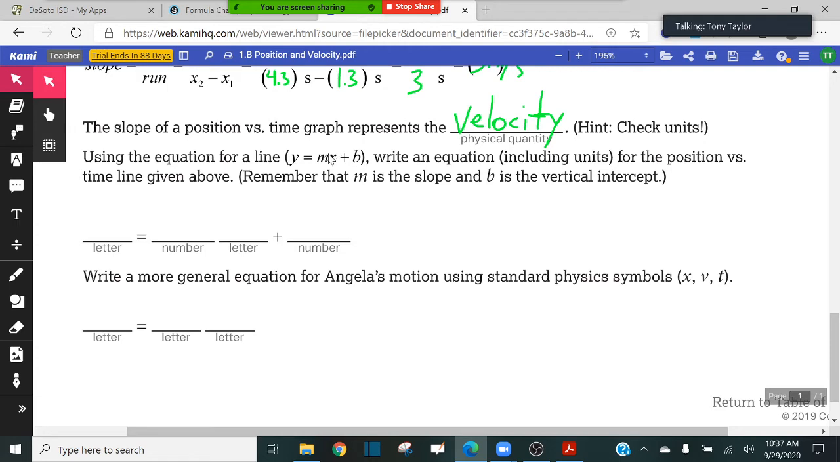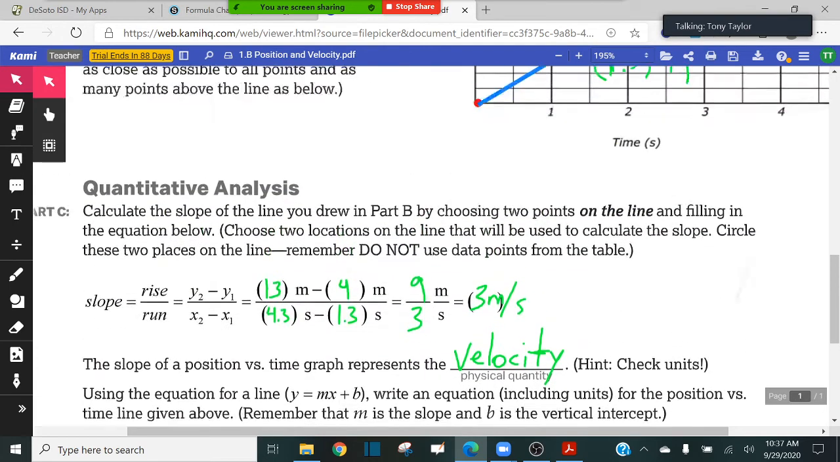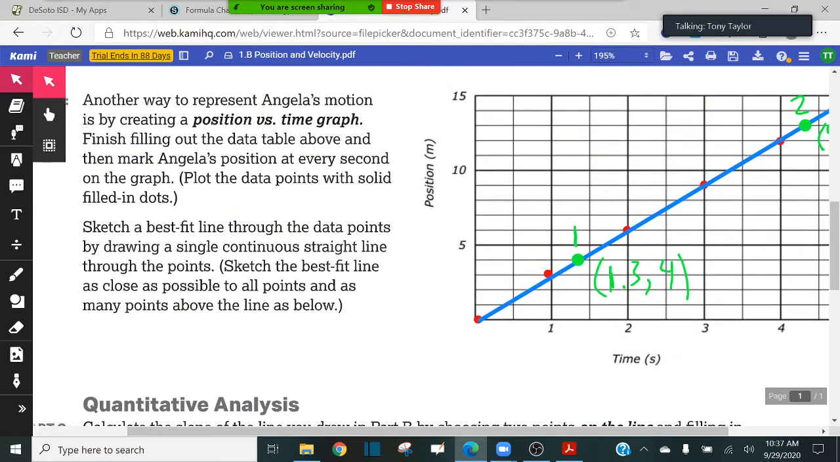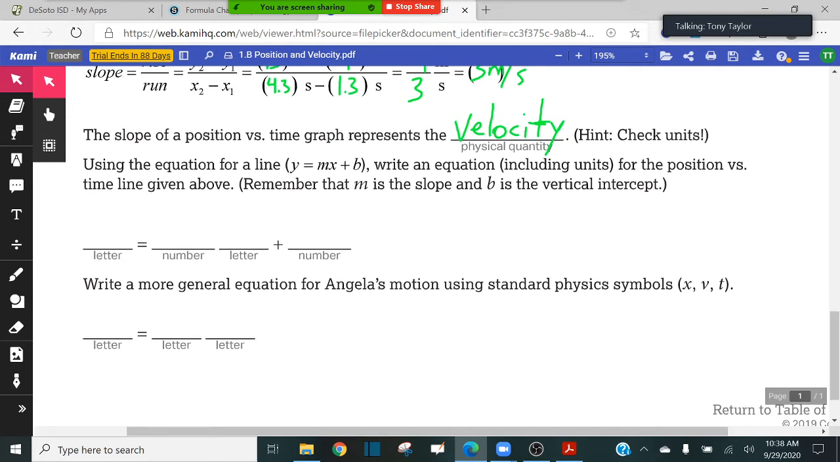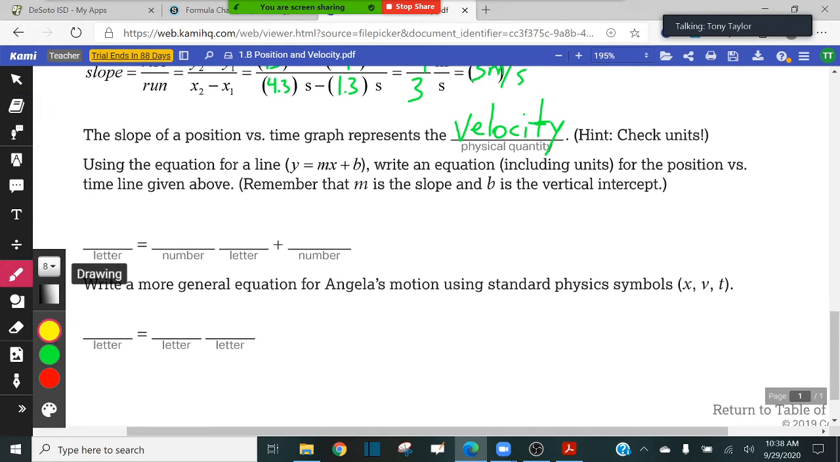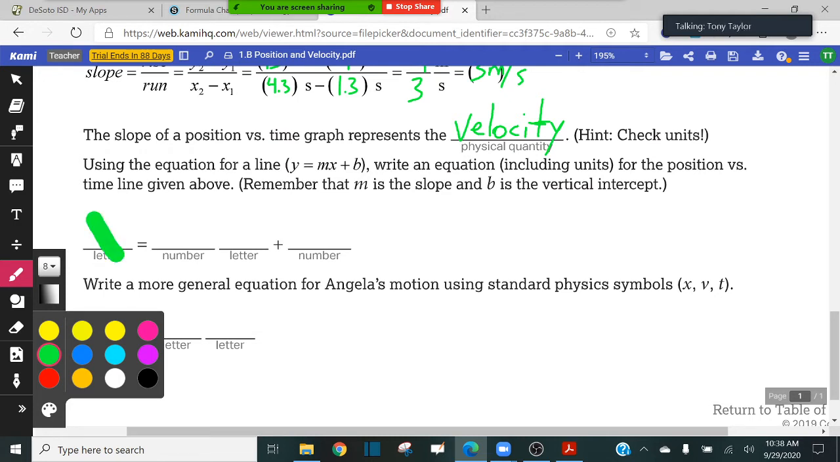Okay, so what were we plotting along the y-axis? We just said that along the y-axis, we were plotting position. And what did we just say was our standard symbol for position? It's x. So instead of using y here, I'm going to use x because that's what we use. So here, this is x.